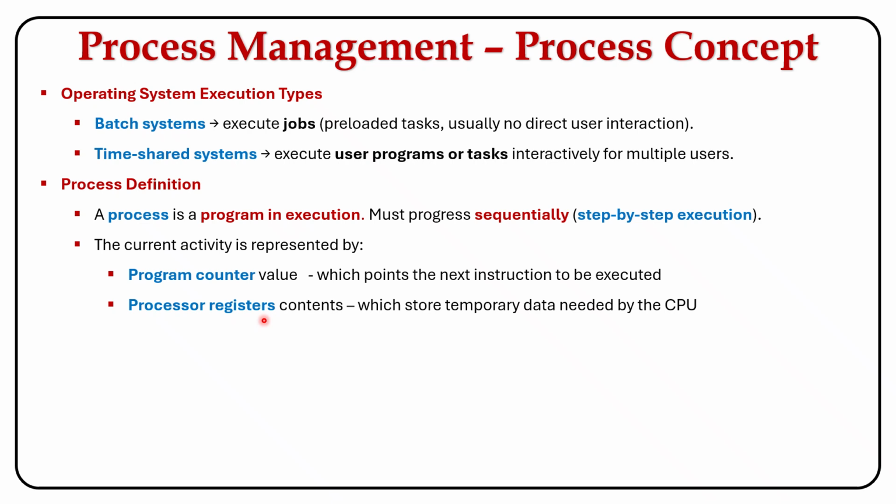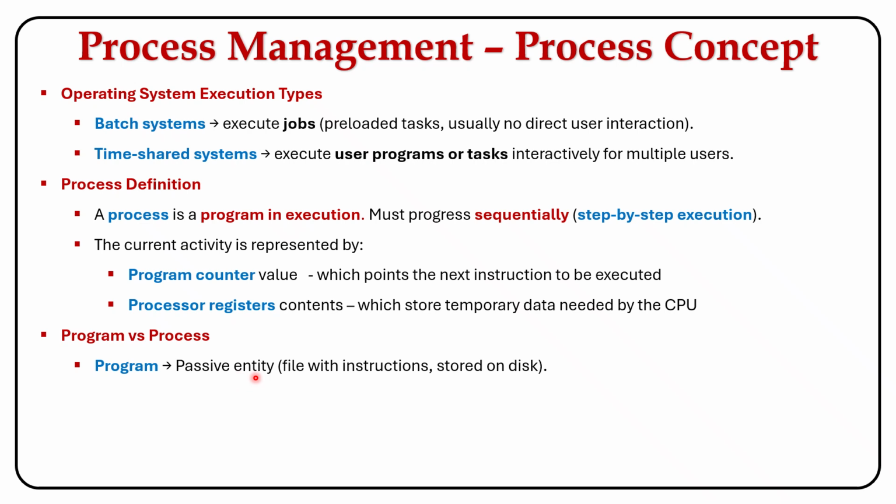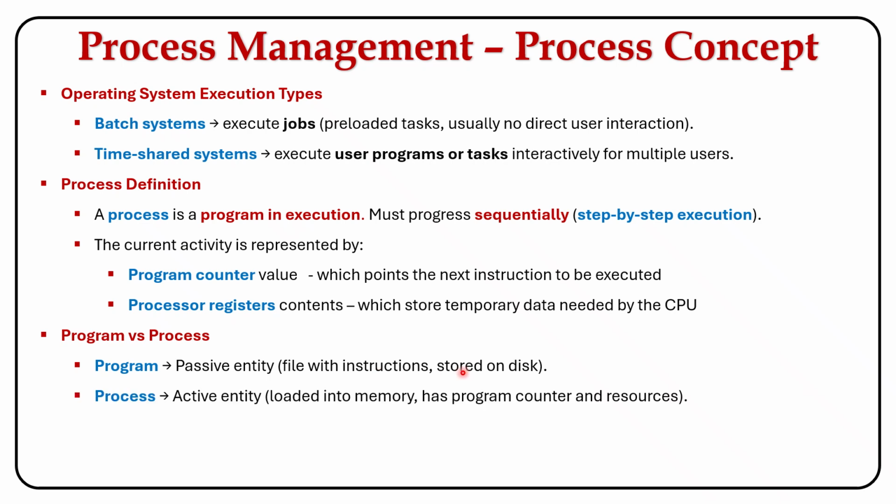Now, let's understand the difference between a program and a process. A program is a passive entity. It is just a file containing the instructions stored on the disk. A process is an active entity. It is a program that has been loaded into the memory and is currently executing. It has its own program counter, CPU registers, memory, and other resources. In simple terms, when a program is loaded into memory and starts its execution, it becomes a process.